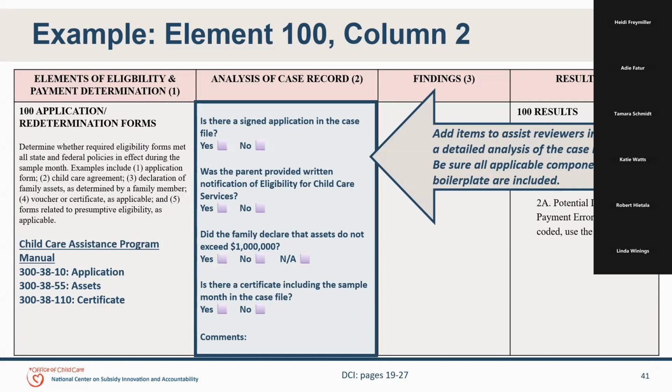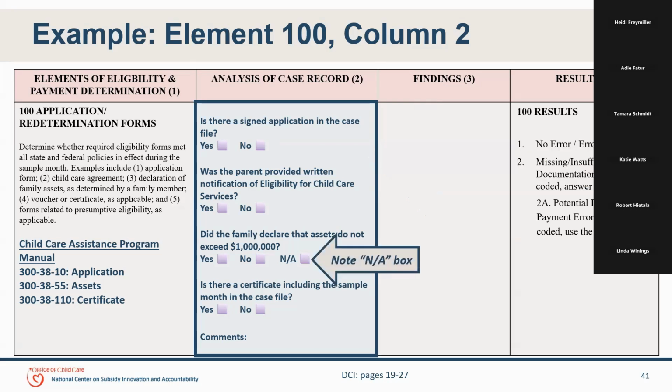So you can see that in this example, the lead agency added items on whether there's a signed application, an item on eligibility notification, an item on asset declarations, and then at the bottom, an item on the child care certificate. Again, this will look different in your state, but hopefully this can give you an idea of what customizing might look like. A couple of other things I want to point out.